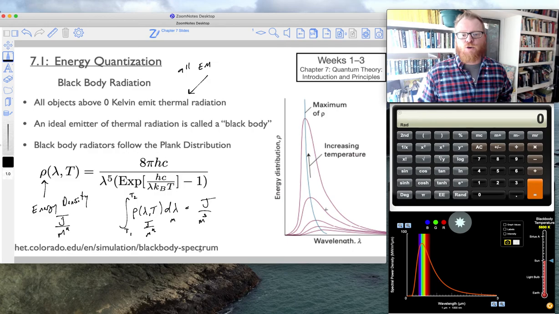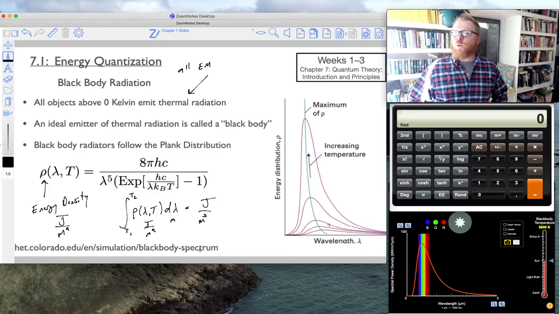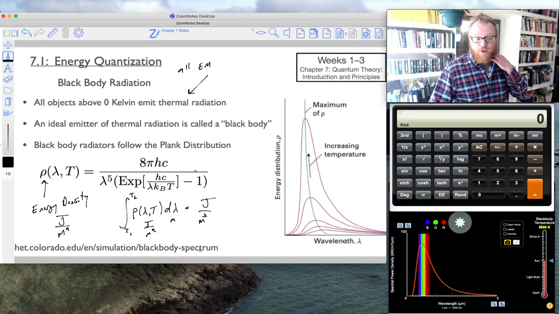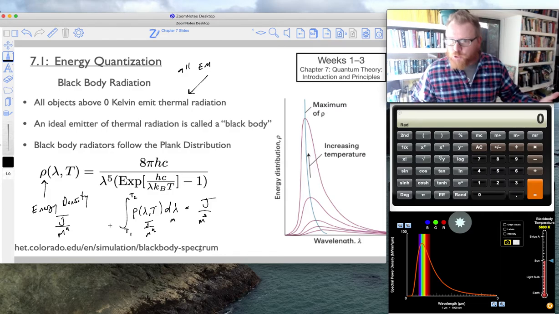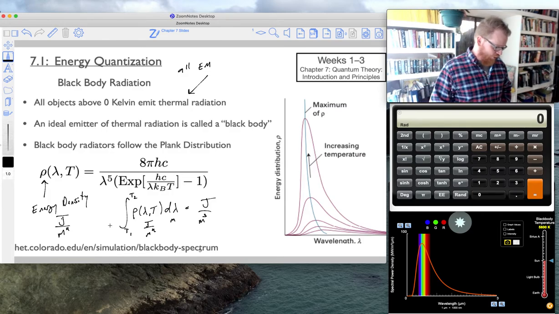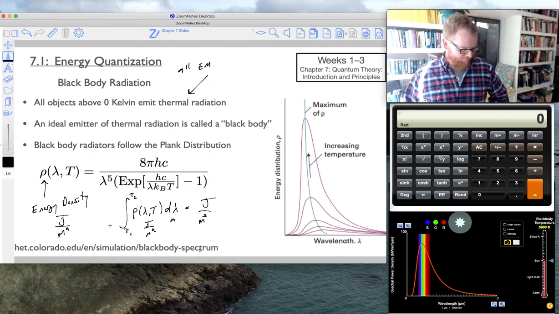So these graphs right here are the Planck distribution that have been plotted. And so what this integral means is, if I were to take the area under one of these curves, which is the same as taking this integral, right? I get joules per meter cubed, okay? I get the energy density.